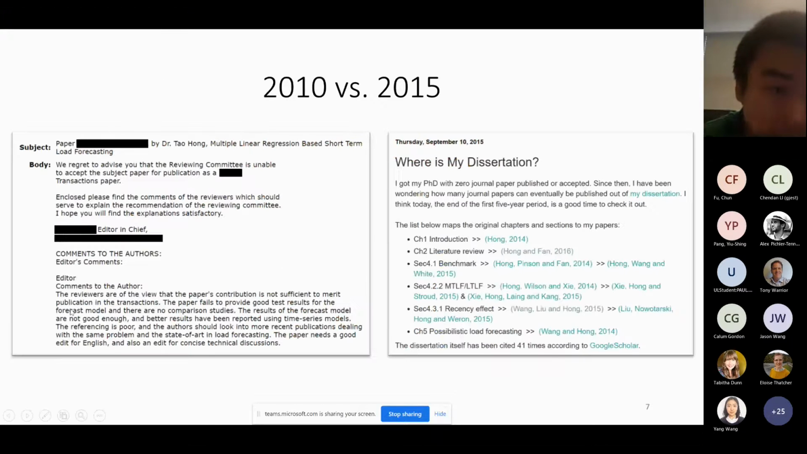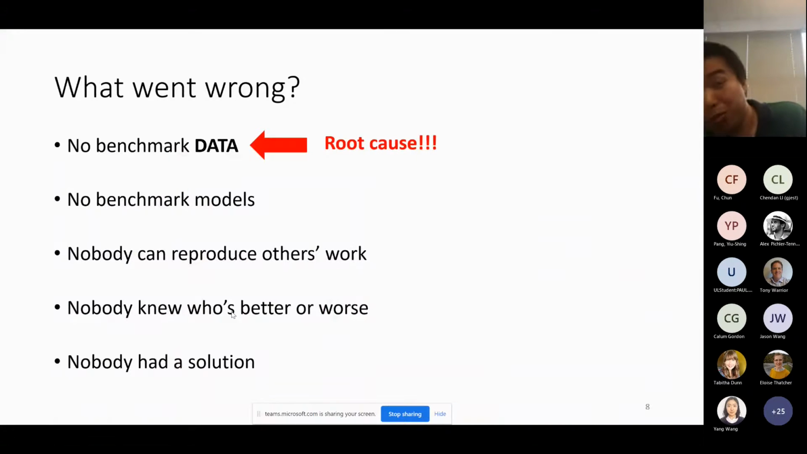If you look at the comments from the editor, one of them said the author should look into more recent publications dealing with the same problem and the state of the art in forecasting. So basically it said I didn't look into the state of the art, and I didn't compare. It also said the paper fails to provide good test results for the forecast model, and there are no comparison studies. Basically it said I didn't compare with other people's work, but at the time I tried hard and couldn't reproduce anybody's work. So the work was not reproducible. I think the root cause was that there were no benchmark data. If there were no data, how could I reproduce it? At that time nobody knew who was better or worse, and nobody had a solution to this problem.